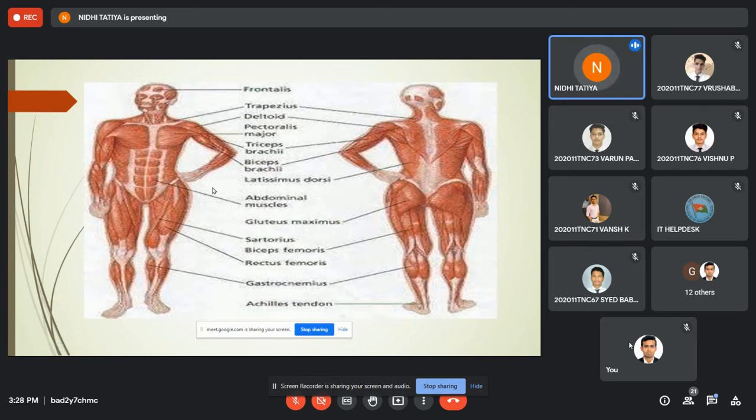Listen carefully and then I'll give you time to learn it. This is frontalis, trapezius, deltoid, biceps and triceps, pectoralis major, abdominal muscles, dorsal muscles, quadriceps, gluteus maximus, hamstrings, gastrocnemius, and done. You can take a screenshot and go through it.